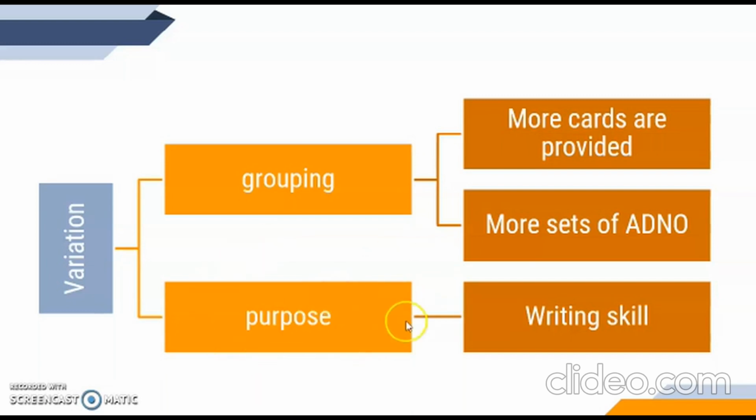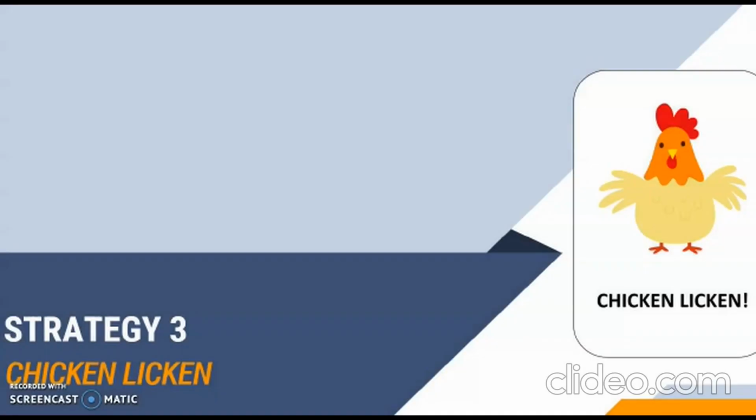Next one is the purpose. By using this strategy, they can also benefit for learning the writing skill. For example, on the ADNO card game, as you have seen in the example, there are adjectives stated on the card, so they can use the card to construct their own sentences. Okay, let's move to the next one.